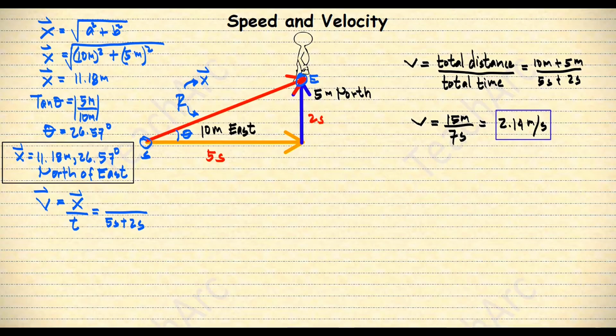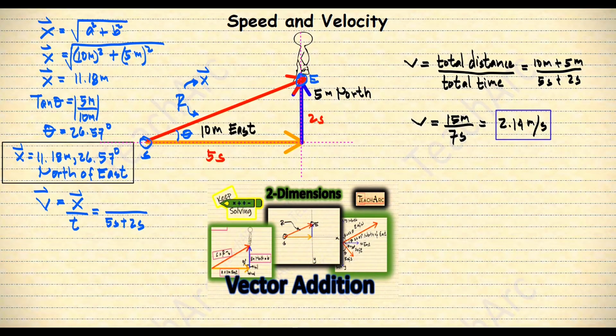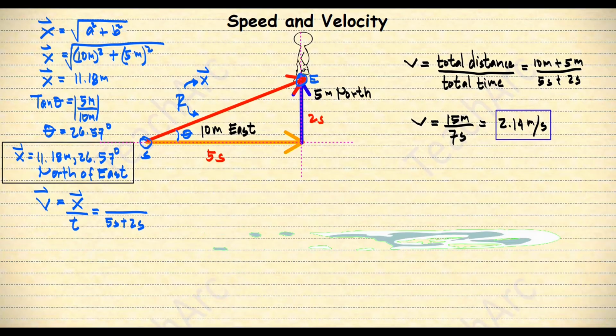These two vectors are considered two-dimensional because they involve two axes. And again, I am expecting that by now, you know how to add vectors in two dimensions. If not, then go and watch this video, which is also available in the description below. After finding the displacement, then solving for the velocity will be a piece of cake.